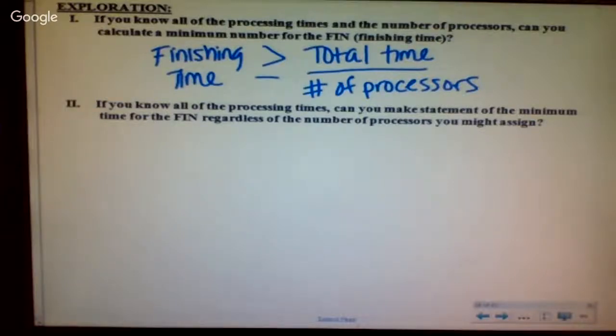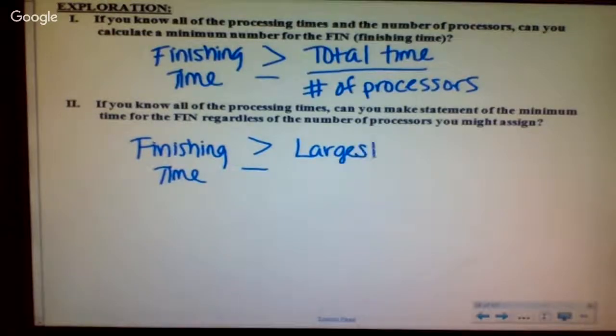Also, your finishing time always has to be greater than or equal to your largest task time. So when we got that total of 6, you went back and told me that D takes 7, and we had to bump it up to that 7. That's what that means. Your finishing time can never be less than the biggest task that you have to complete. So if your biggest task takes 12 hours, your finishing time should never be less than 12 hours.